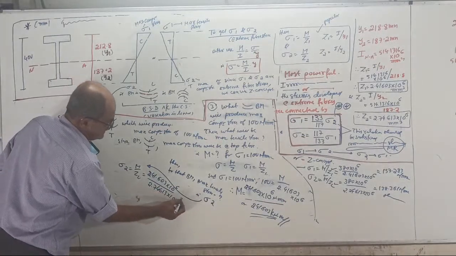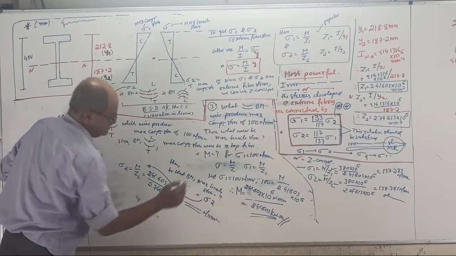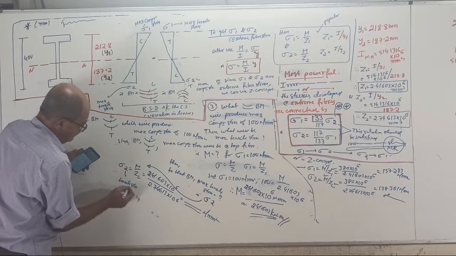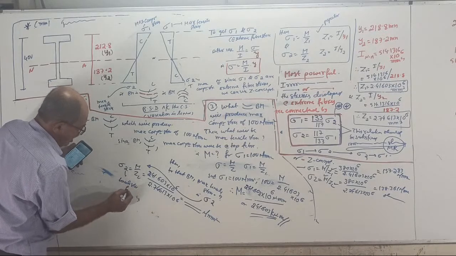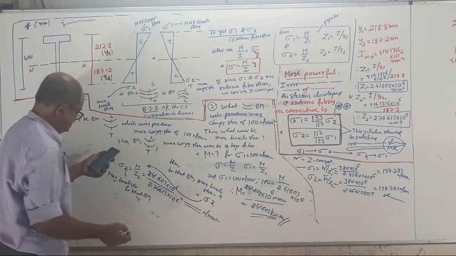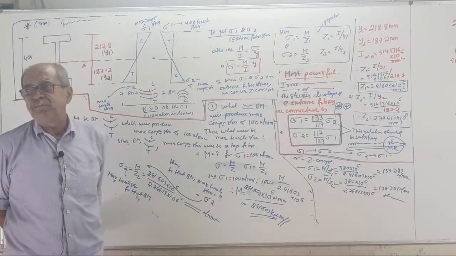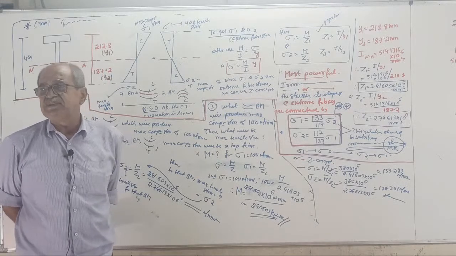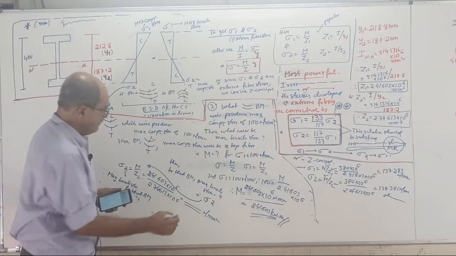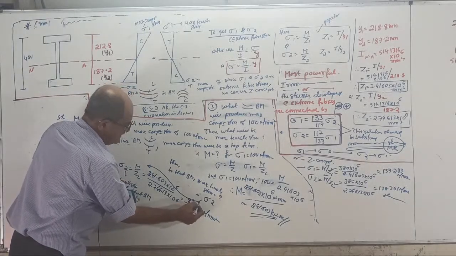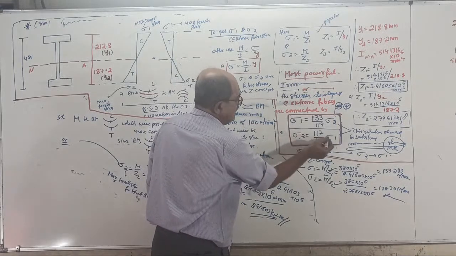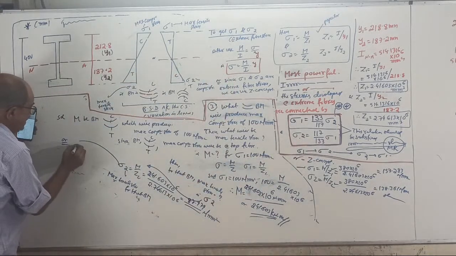Z2 is 2.74613 times 10 to the power 6. Answer in Newton per mm square. That is tensile stress. Sigma 2 means tensile stress. The maximum tensile stress for that BM, how much? The purpose is to get a stress of 100 in the compression. Then sigma 2 will come a little less than 100: 87.979.